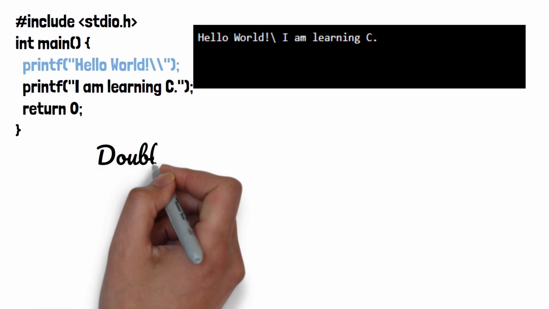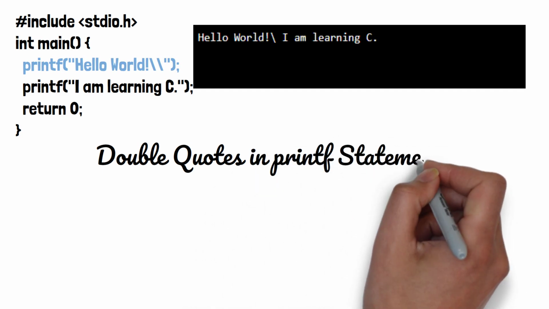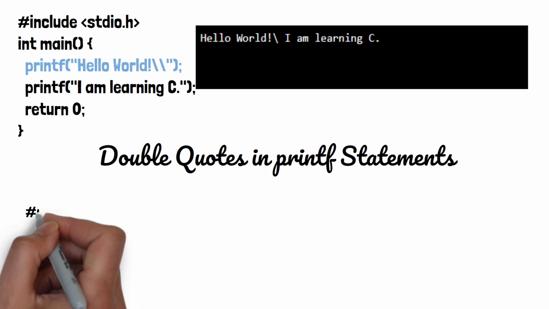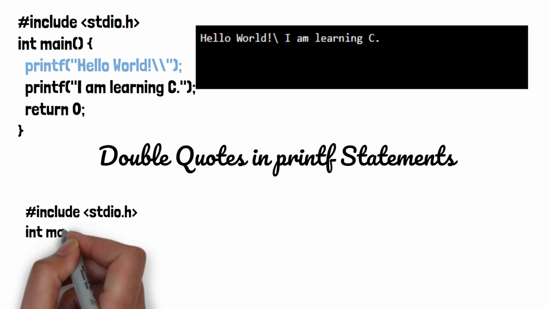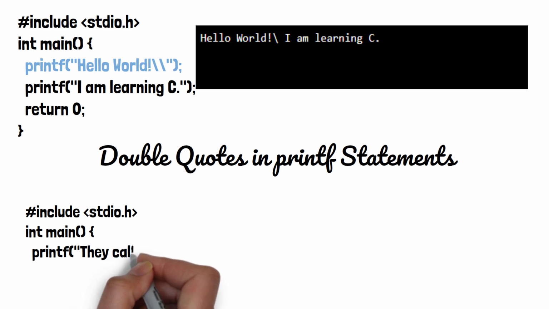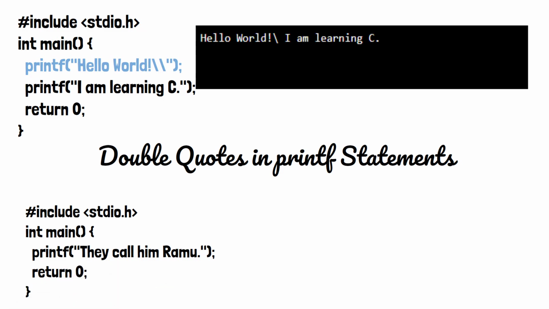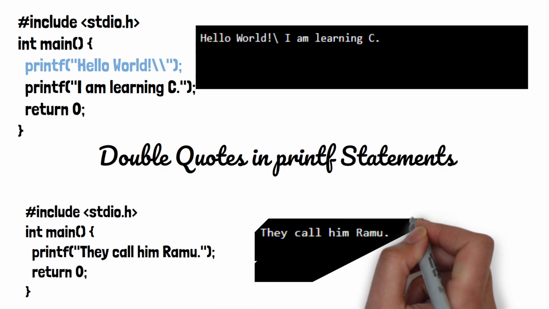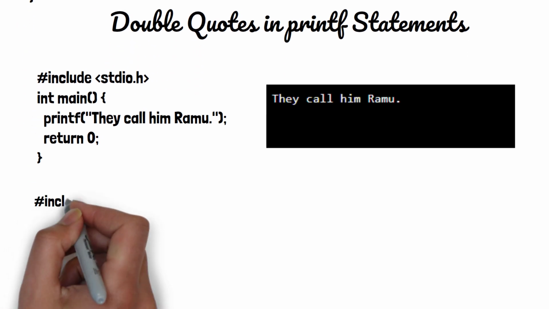Now imagine if you want double quotes around any name. For example, check this statement: int main, open the bracket, printf, open the round bracket, double quotes, they call him Ramu. Now if you want this Ramu in double quotes, we'll run this code as it is and let us check what will be the output. Now this is the output for it. Now imagine if we want Ramu in double quotes, then how should we do it?